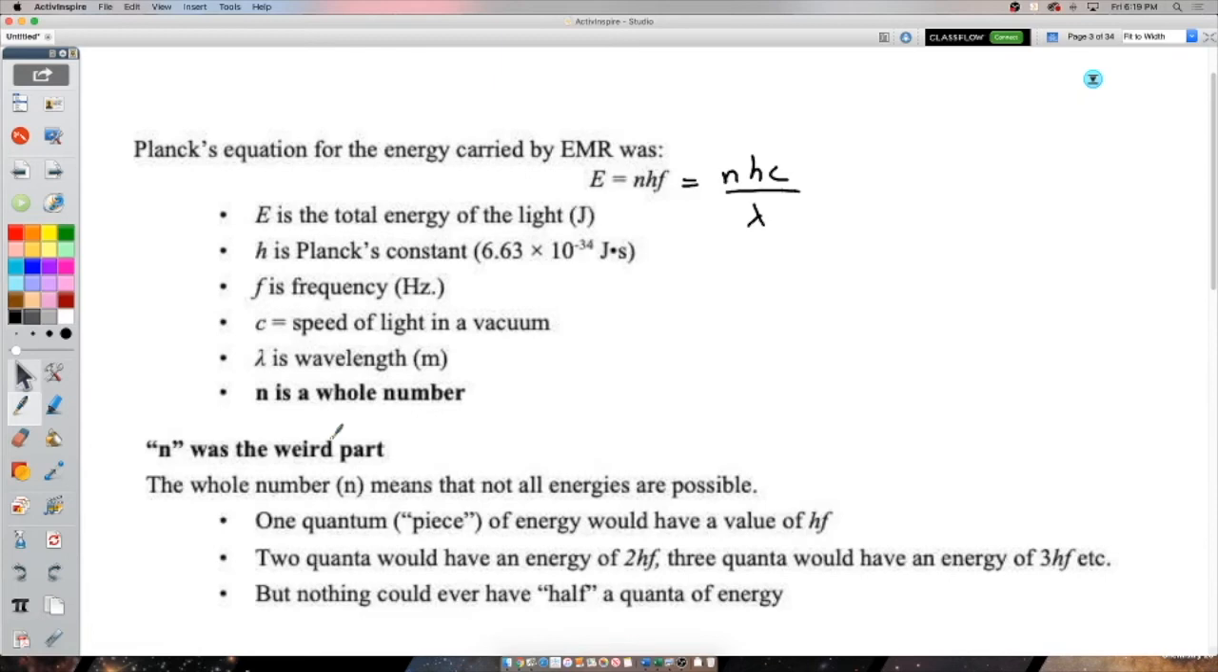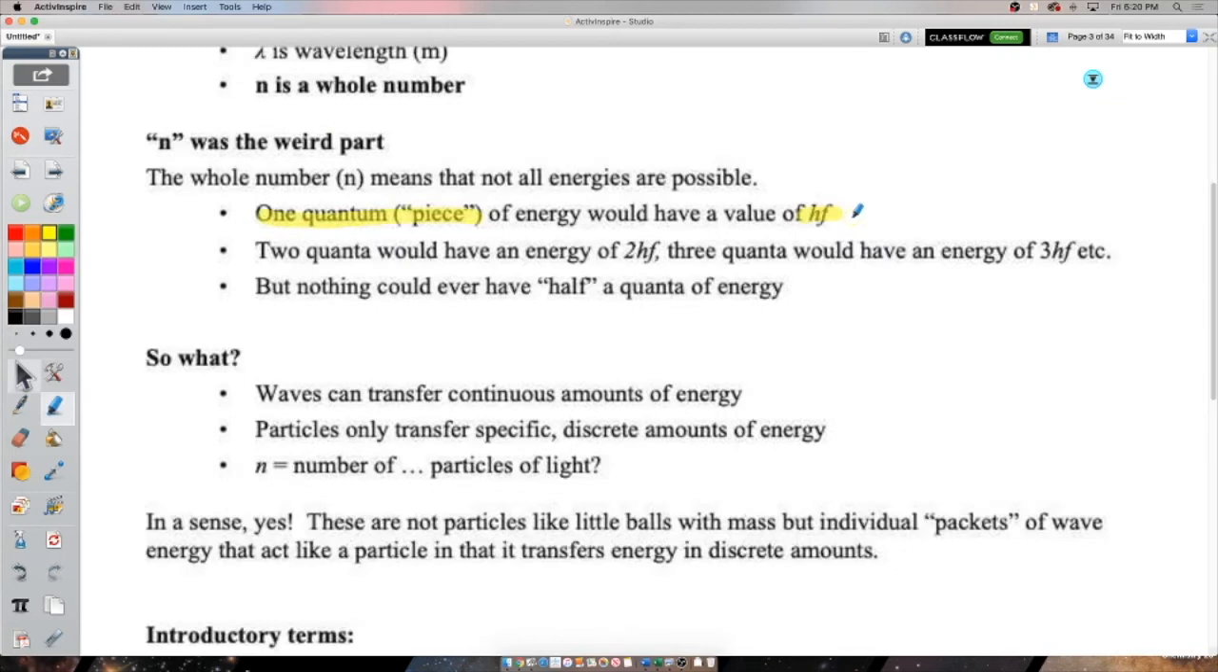Energy in light is quantized. There's some minimum amount. You can't just divide that by 2. It is not continuous. There is some minimum amount. Weird, really weird. And like I said, Planck didn't think it was real. It just made the math work. So one quantum of energy would have an energy of hf, right? 2 quanta would have 2hf. 3 quanta would have 3hf.